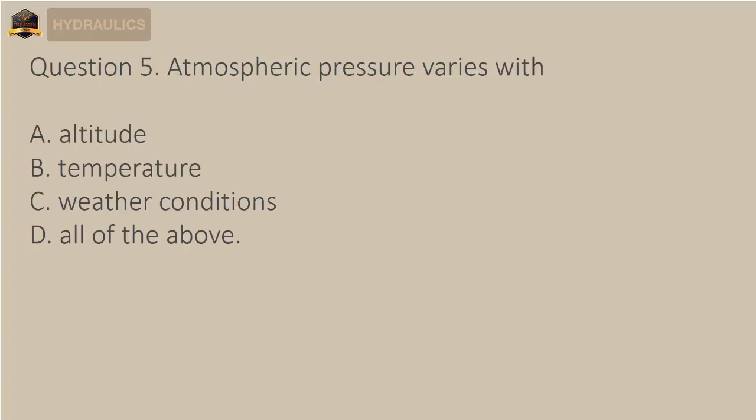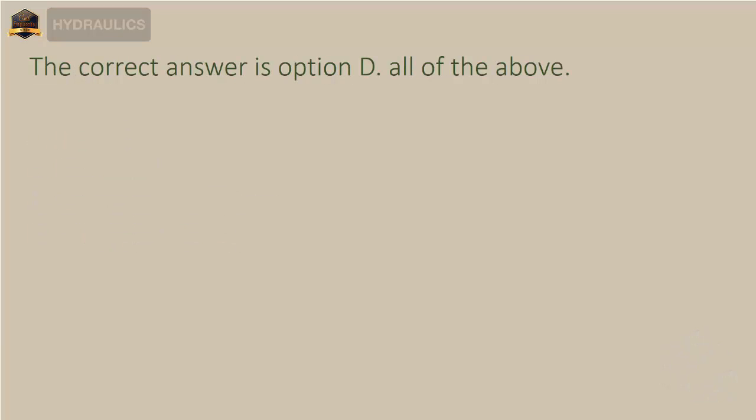Question 5. Atmospheric pressure varies with A. Altitude. B. Temperature. C. Weather conditions. D. All of the above. The correct answer is option D, all of the above.